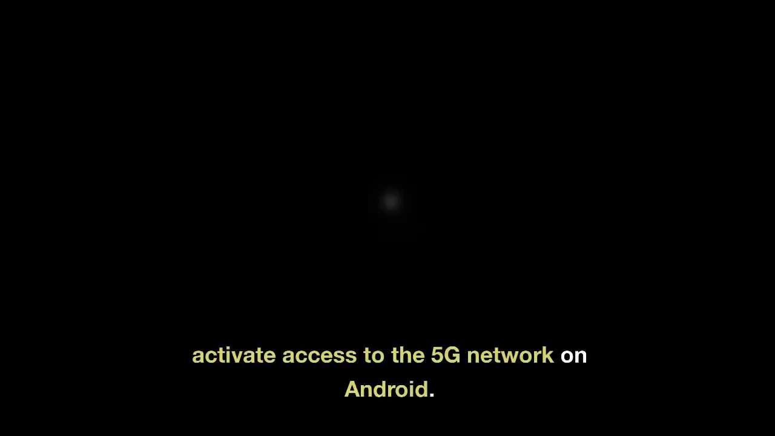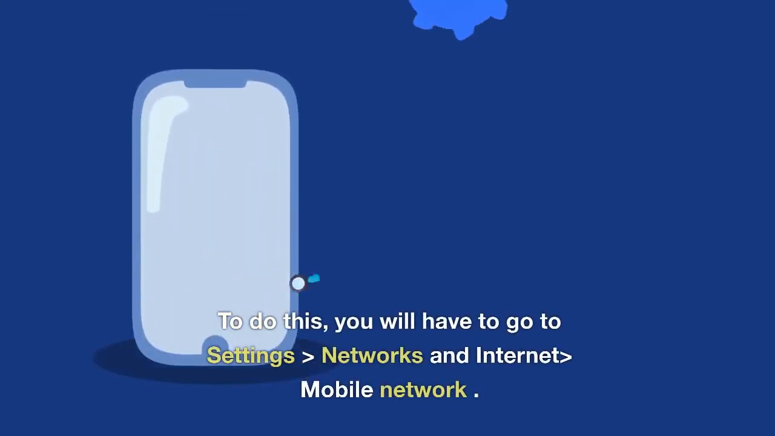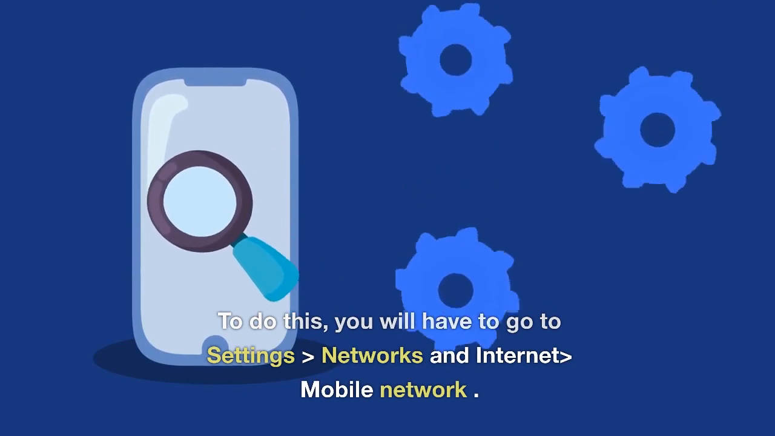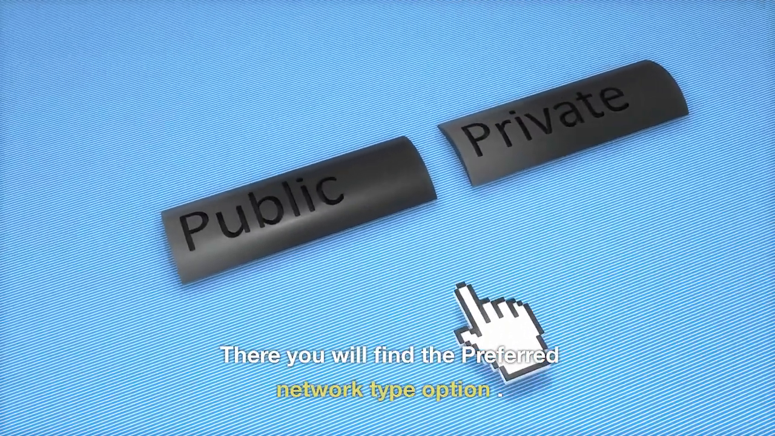Activate access to the 5G network on Android. To do this, you will have to go to Settings, Networks and Internet, Mobile Network. There you will find the preferred network type option.